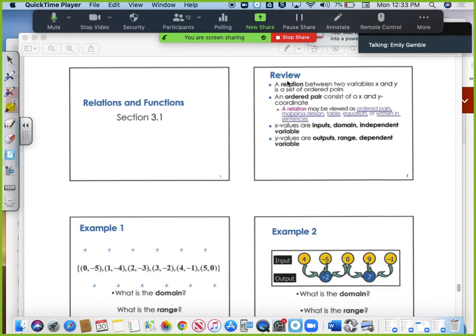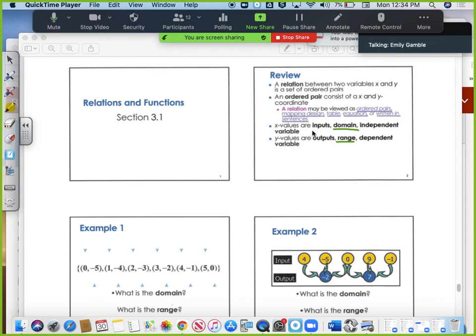So the last thing we're going to do today is just identify relations, functions, domains, and ranges. So, a review. A relation is between two variables, x and y, and it can be a set of ordered pairs. An ordered pair consists of x and y coordinates. And we already know from those notes that a relation can be viewed as ordered pairs, mapping tables, equations, or written in sentences. Here's something new. X values are called inputs. They're also called the domain. They're also independent variables, whereas y values are outputs, also known as the range, and they are dependent variables.